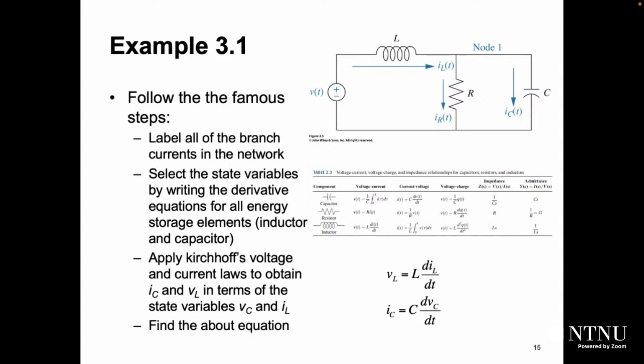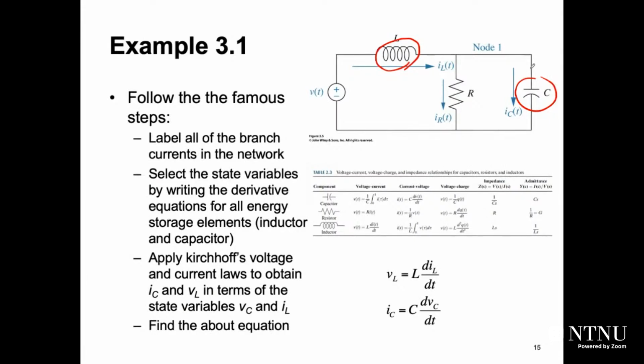In this example, it's still an RLC circuit, but it's more complex. We still have only two energy storage elements. We have VL here, correct? So we have that part. We have also that part, but we have two loops.